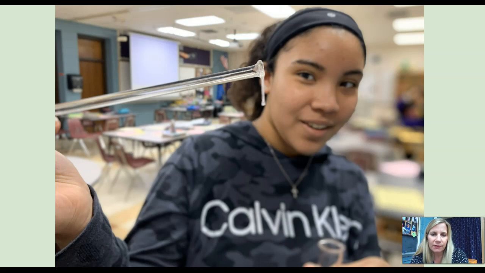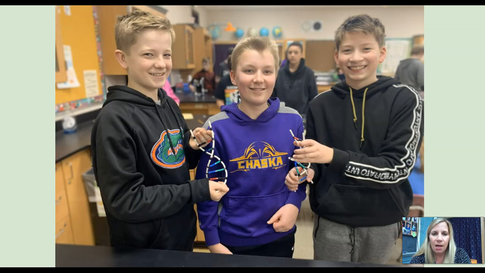This is a picture of a student showing some DNA that she extracted from a strawberry, which is part of our DNA unit. Some more pictures from activities that we do during a DNA unit. Students build their own DNA molecules with some really cool models that we have.